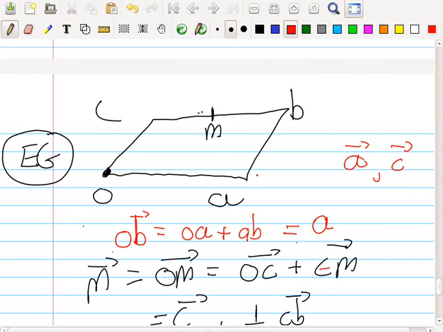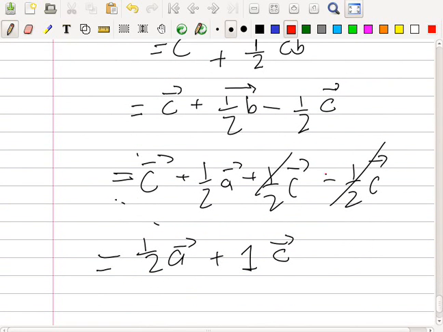So AB matches up with OC. So AB can be replaced by OC. But what's OC? OC is just C. So in other words, B is just equal to A plus C. So here, you see this B here? I replaced it with A plus C. All of this here came from this one here. The B got replaced by A plus C. And then notice that this cancels this.